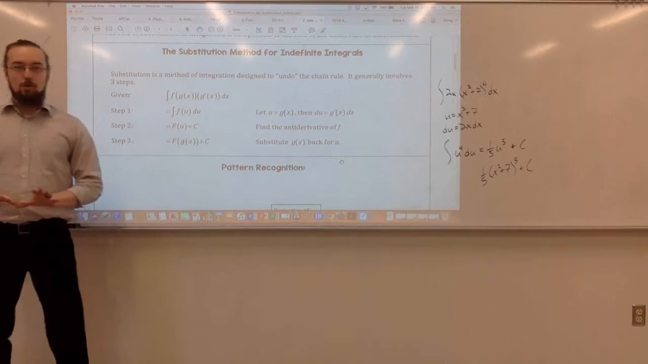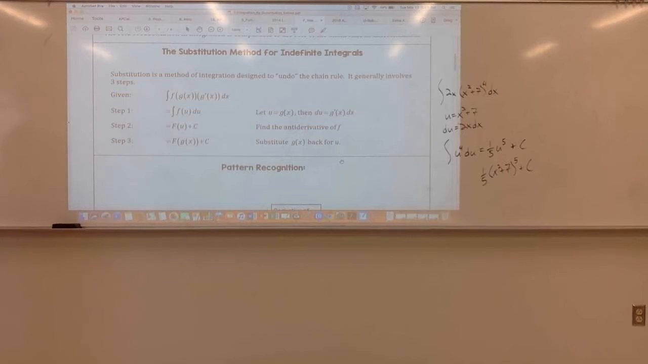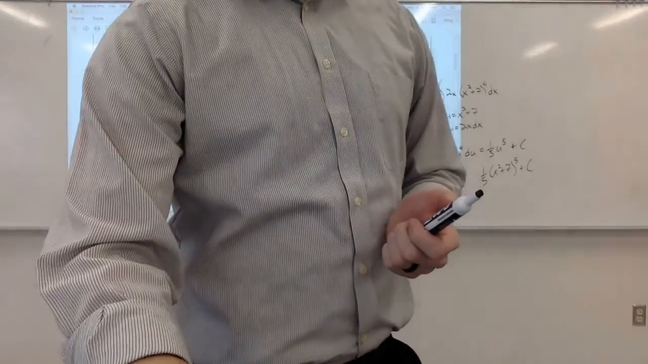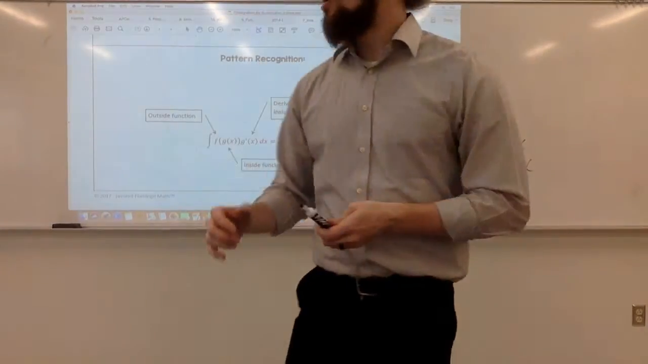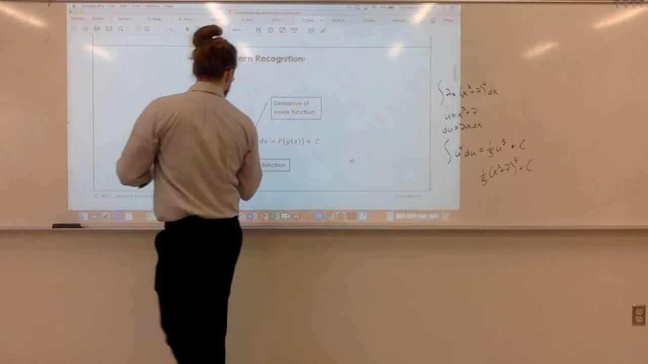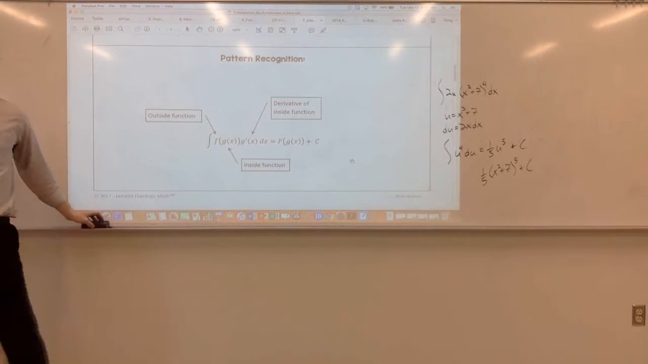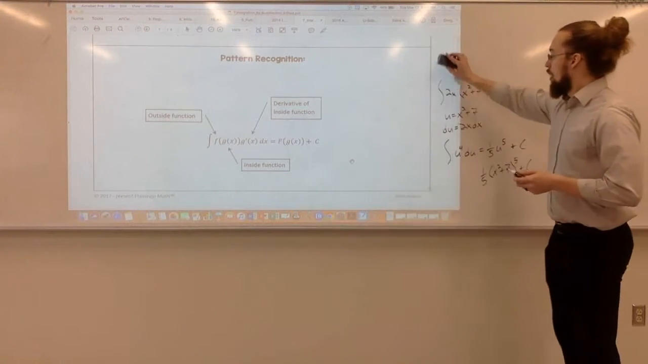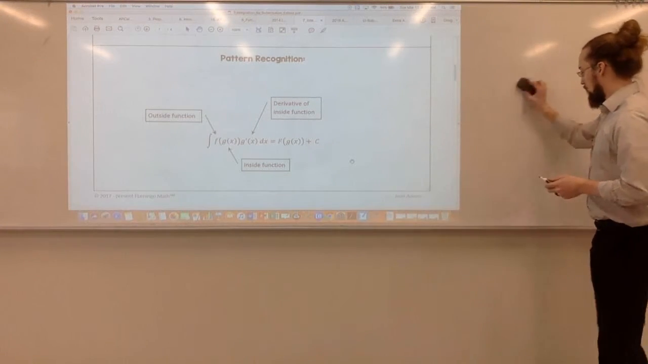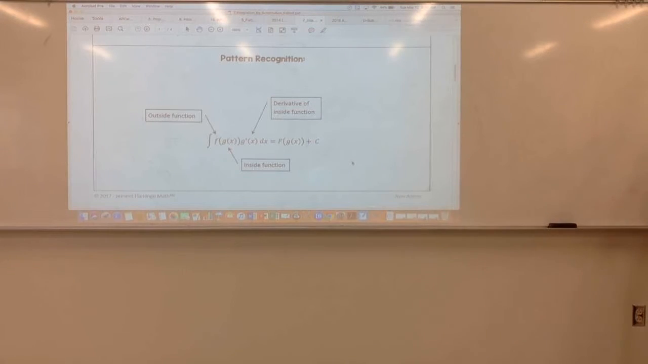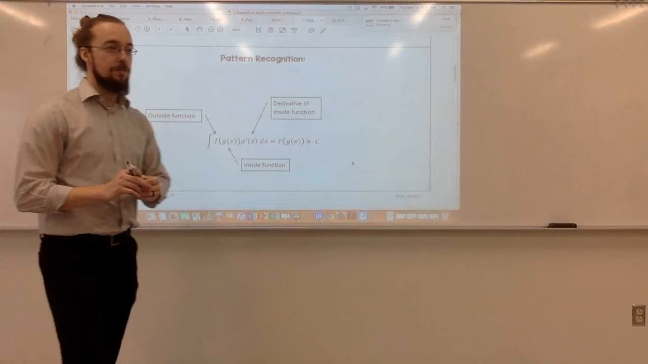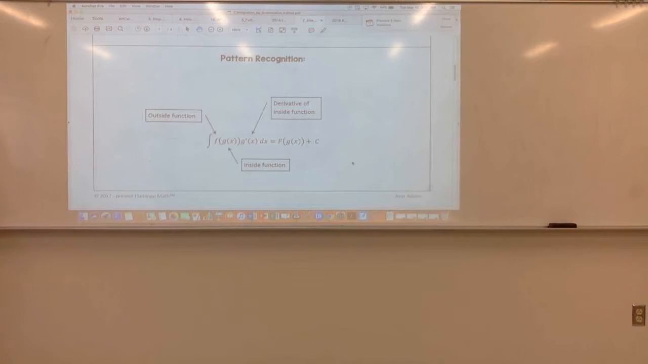So, questions so far? Okay, the key is this bottom thing, this pattern recognition. Just being able to recognize some piece of a function and its derivative. So I left the back of this paper blank. I figured I would just make up a bunch of examples. We can do them together here.